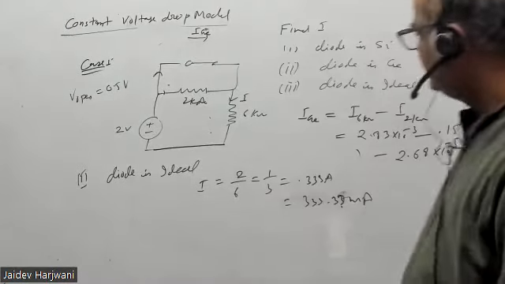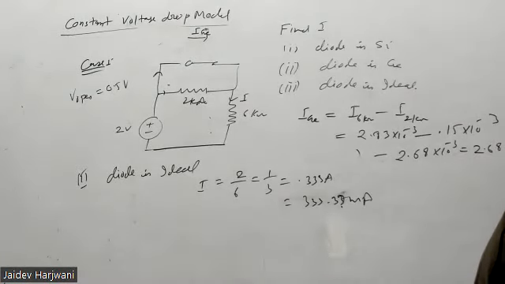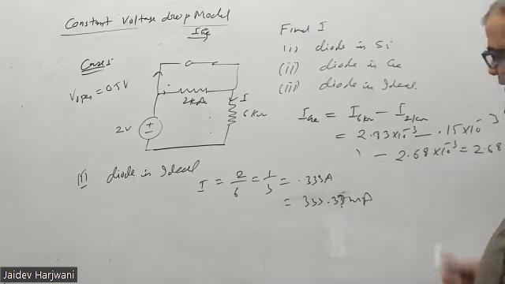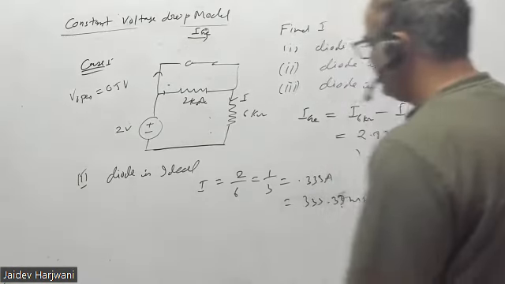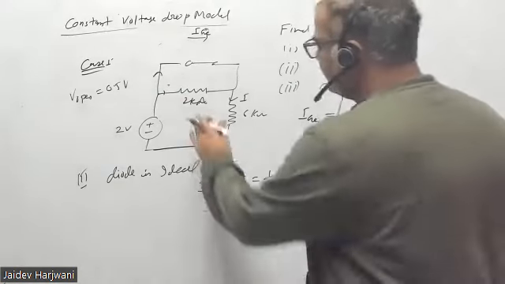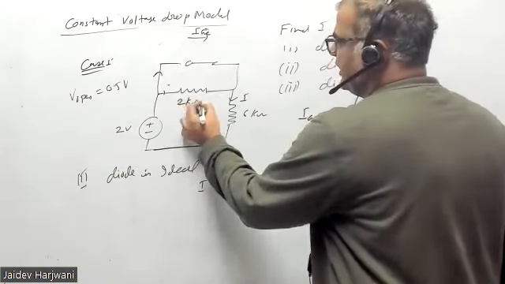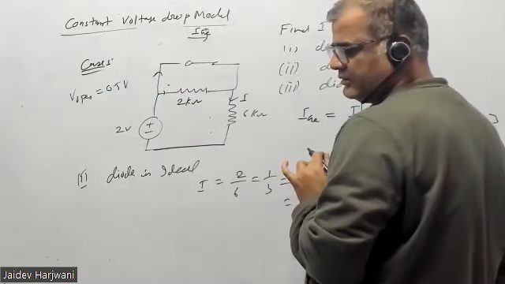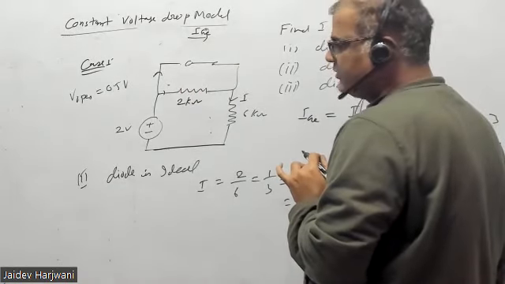Time is remaining. Shall I continue 10 minutes more, or is it okay? I can stop. Sir, can you repeat the ideal diode alone once? So ideal diode, what is the case? Ideal diode, this becomes a short circuit.